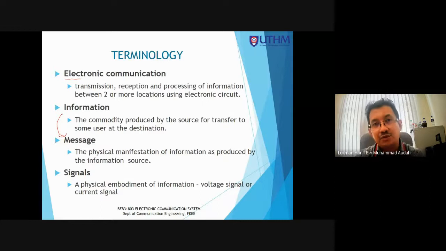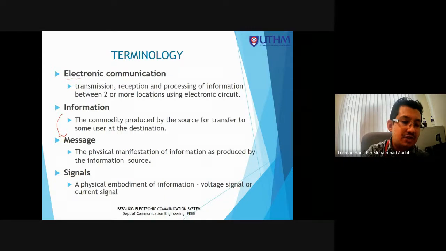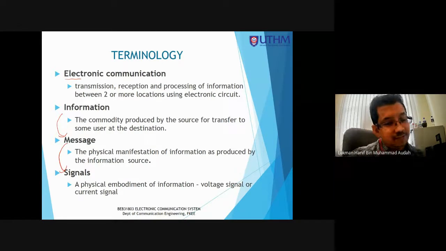Sama macam you tulis email, for example. That email consists of a lot of information and that email is the message. So you convey the message which consists of a lot of information. How do we transmit the message? We transmit the message as a signal. Kita hantar message itu dalam bentuk signal.